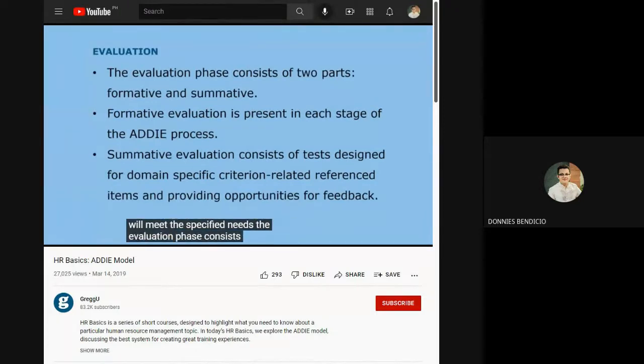The evaluation phase consists of two parts, formative and summative. Formative evaluation is present in each stage of the ADDIE process. Summative evaluation consists of tests designed for domain-specific, criterion-referenced items and providing opportunities for feedback.